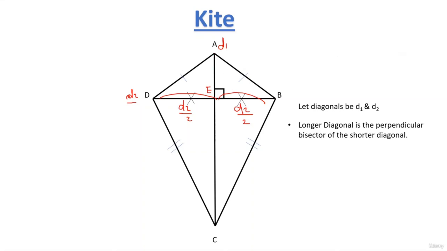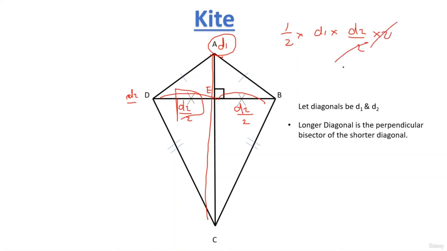So what's the area of triangle ACD now, guys? For ACD, your base is D1 and your height is D2 upon 2. So the area will be half D1 into D2 divided by 2. We have two such triangles to make the complete kite, right? ADC is one and ABC is another, right? So for the complete kite, the area will be twice. That means the area is half D1 D2 for the kite.